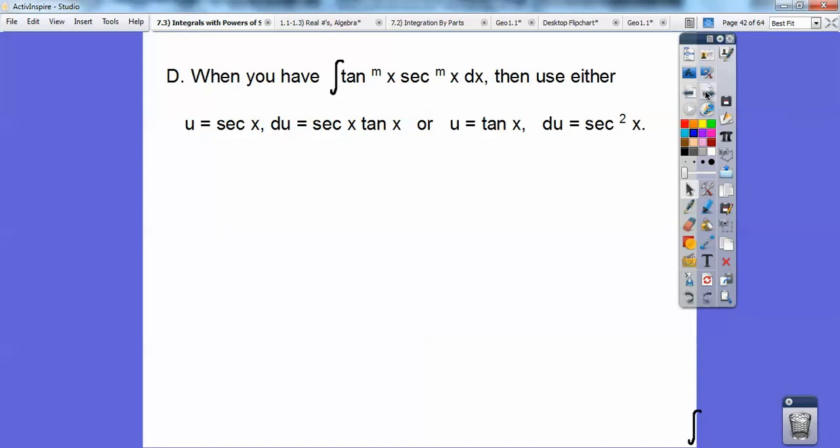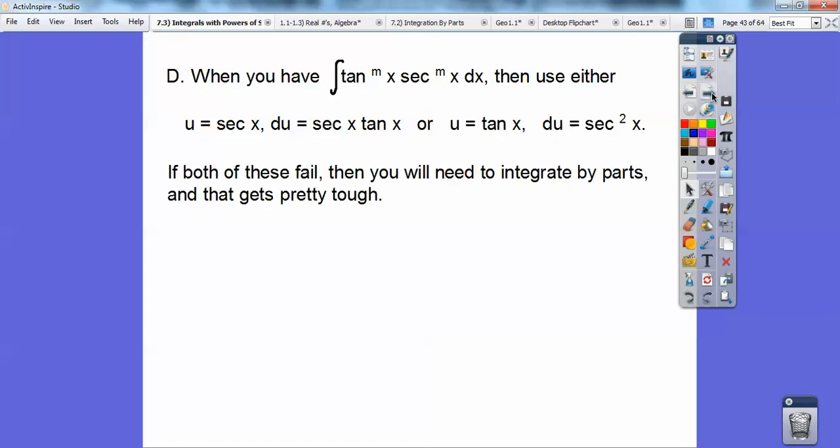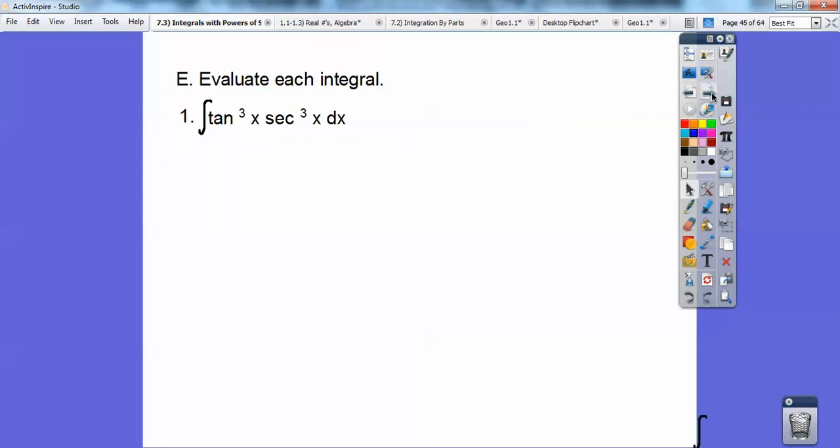Okay, so now it's secant tangent, you guys. So when you have the integral of tangent to a power, secant to a power, then use either u equals the secant of x, and then du would be secant tangent, or u equals tangent and then du would be the secant squared. Okay, so it just depends. And if both of those fail, then you're going to integrate by parts, and sometimes that gets pretty messy, and I have some examples. So evaluate each.